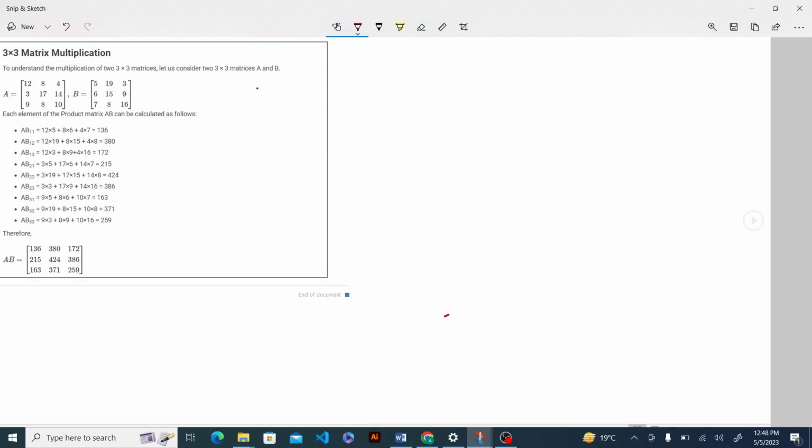12 5 is 60, 8 6 is 48, and then 7 4 is 28. When we add these 60, 48 and 28, the answer will add up to 136.